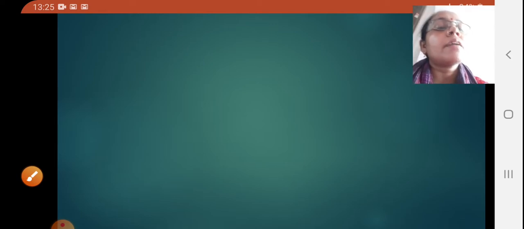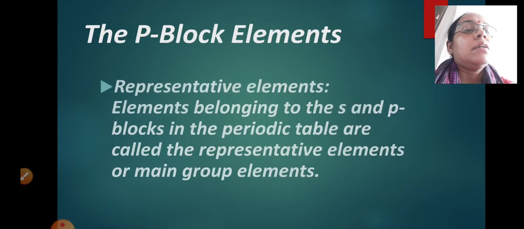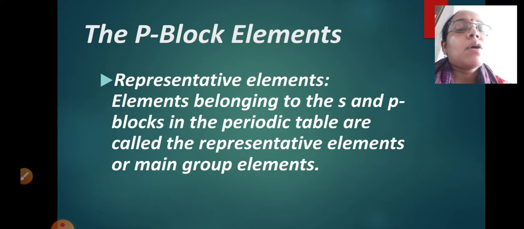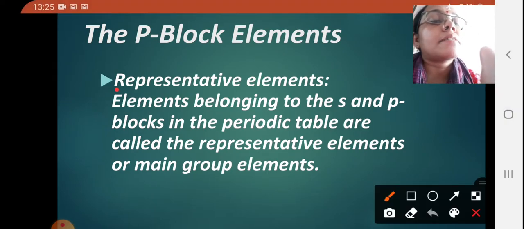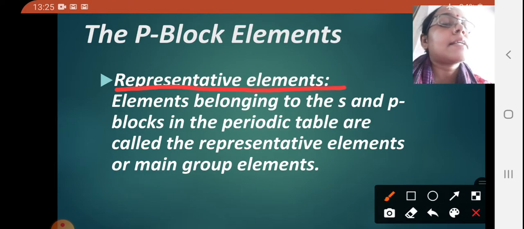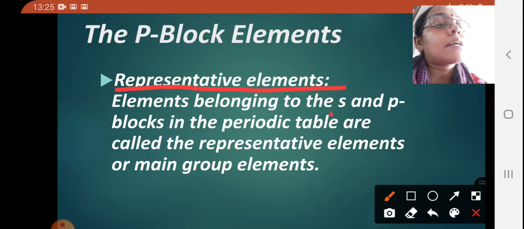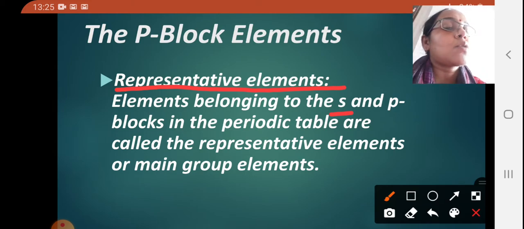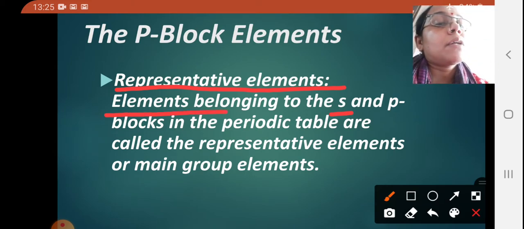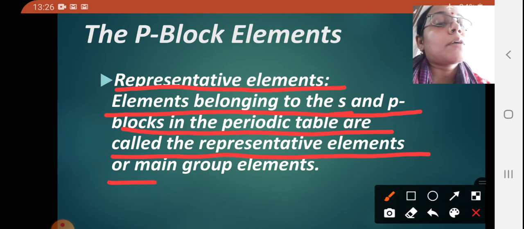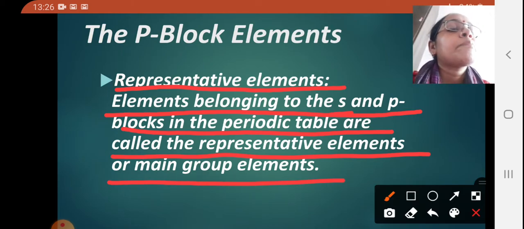The P block elements are also known as representative elements. Not only P block, S block elements are also known as representative elements. I have written here: elements belonging to the S and P block in the periodic table are called the representative elements or main group elements.